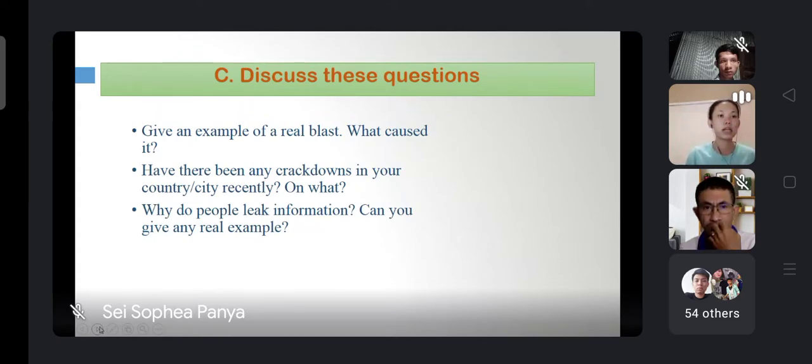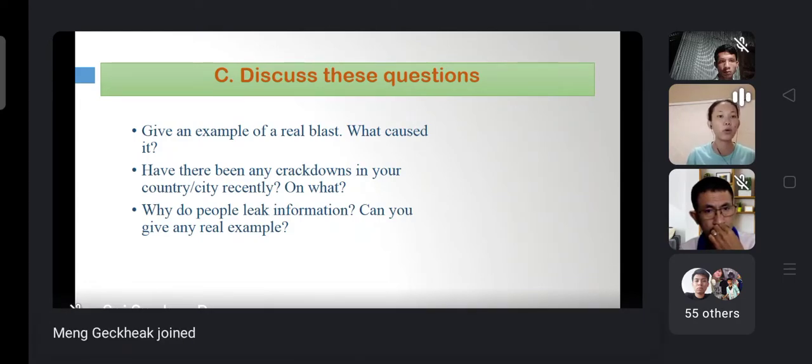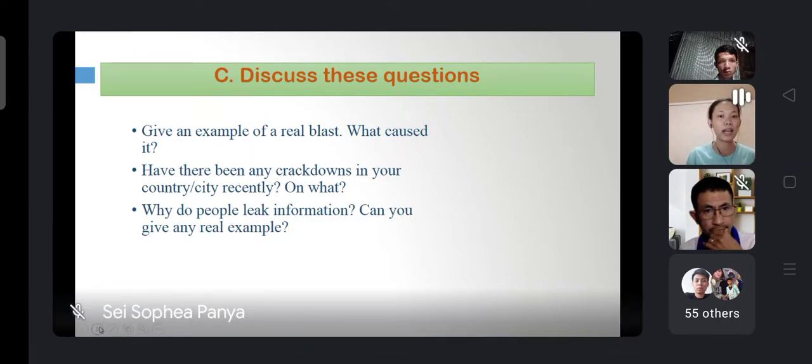For section C, we discuss 3 questions, and I choose only 3 questions that relate to what happened in our society. The first one is: give an example of a real crackdown. What caused it? I think the real crackdown that happened is about the new traffic law that makes the punishment for those who go against this law higher. It increased the fine, I think, because when the punishment is only a little money, people don't follow the rules. So the police increased the price of punishment.